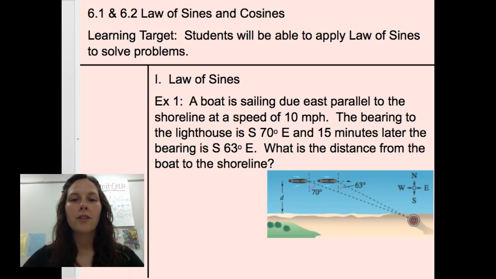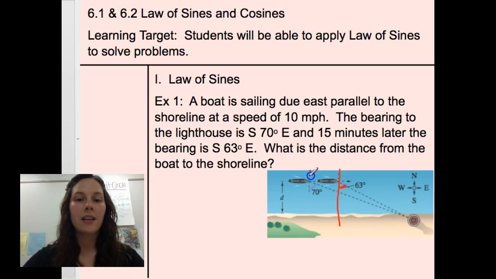All right, taking a look at our first example. We have a boat sailing along parallel to the shore, and we know the bearing of the boat at two different points. The first thing that I need to clarify is what a bearing is. A bearing is from a north-south, always from a vertical line. So looking at this bearing, the 63 degrees is not the entire angle that the boat makes with the lighthouse. It is the angle that the boat makes with a vertical line or a north-south line.